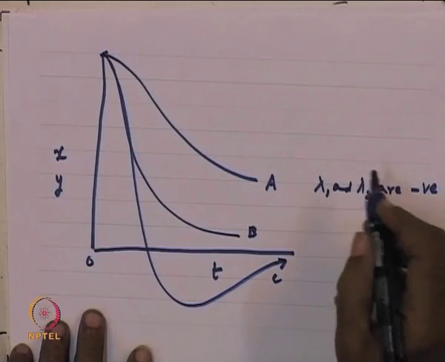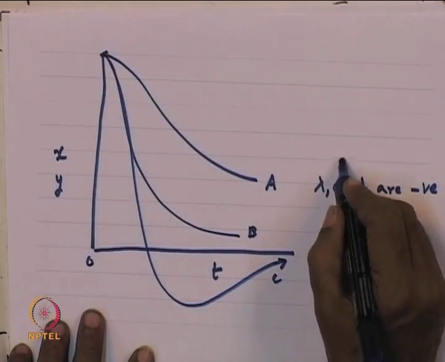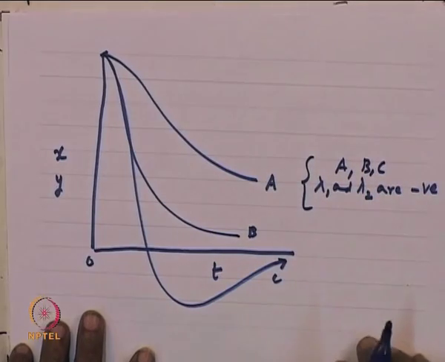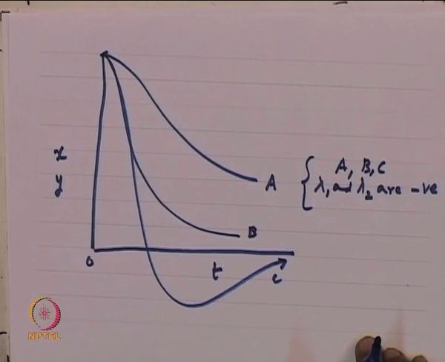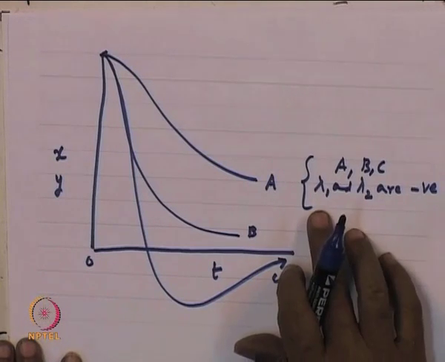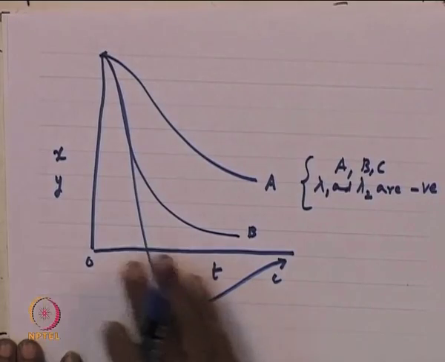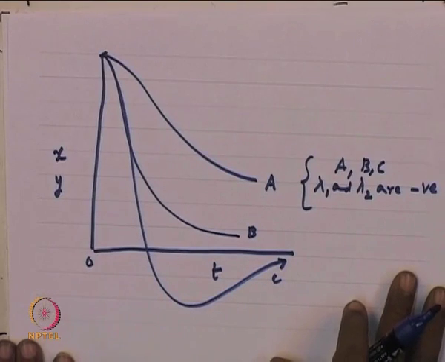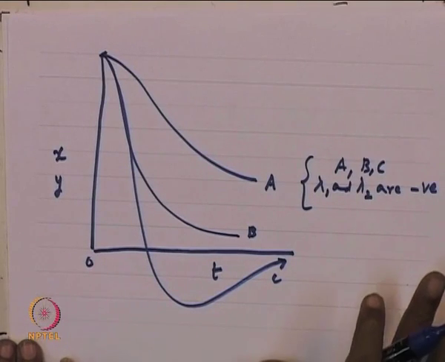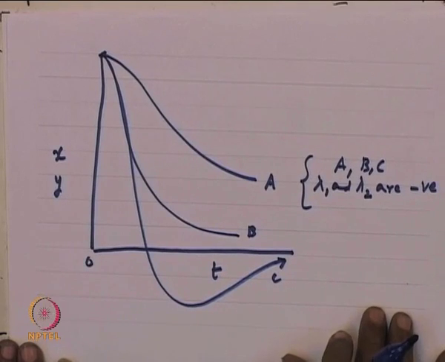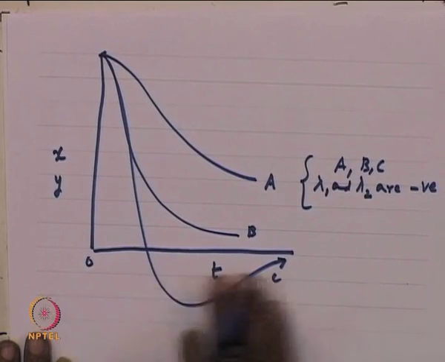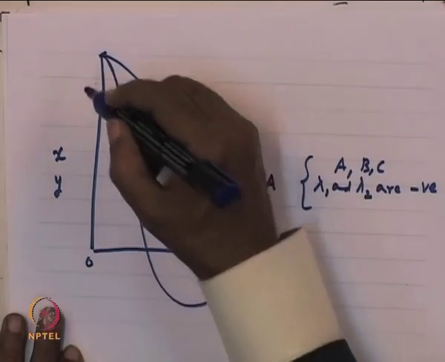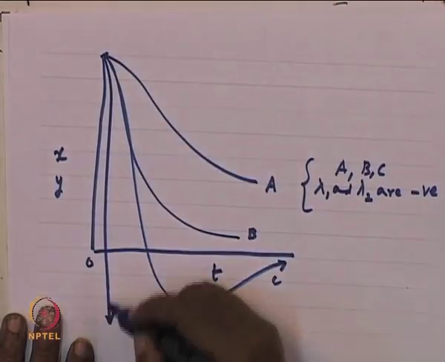So, A, B, C are instances of three types of values of lambda 1 and lambda 2, but such that, because lambda 1 and lambda 2 are negative, the deviations x and y go to 0 in various ways. But these are all instances of stable steady state, because both x and y become 0 in infinite time, that is the meaning of asymptotic stability. Okay. So, there could be instances where it sort of runs away.